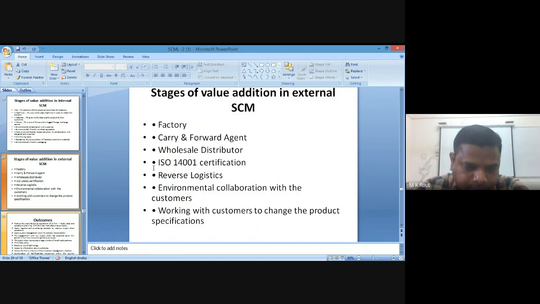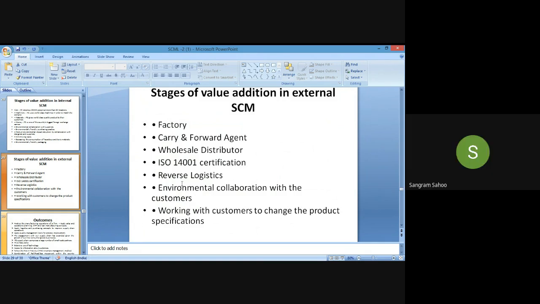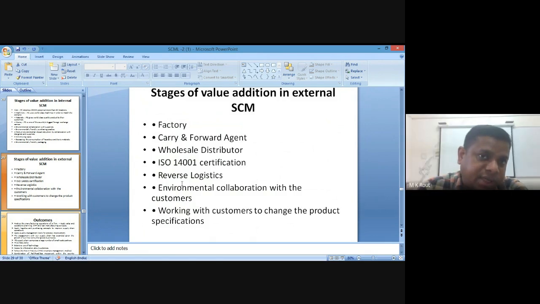Sir, in the previous class also, in the poultry farm example, we have studied about forward integration and backward integration. Is it the same as reverse logistics? Integration is a different thing, and logistics is a different thing. Clear? These are very much equivalent but not equal. Is it clear? Yes, sir.